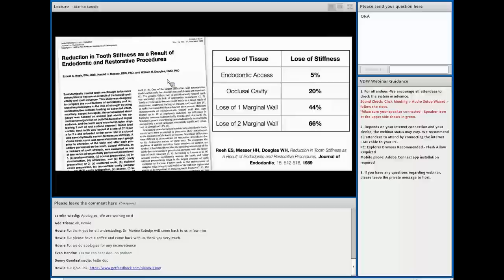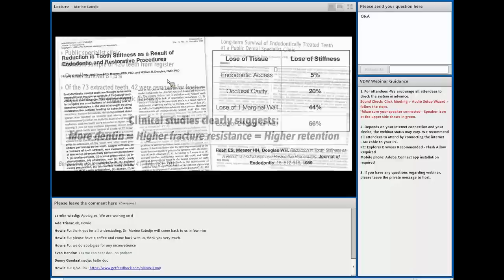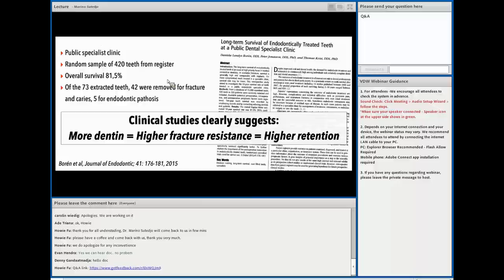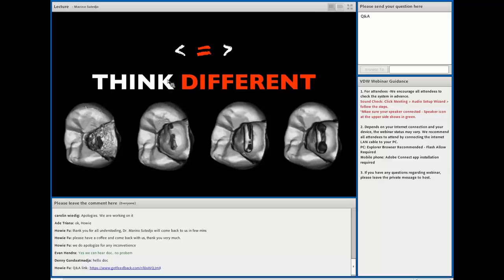But unfortunately, if we are doing our endodontic treatment, we know that no matter how good you do, the reduction of the tooth structure is evident. If we can see from this literature, by doing our access cavity, we lose 5% of stiffness. And clinical studies have clearly suggested if you have more dentin, it means you have higher fracture resistance, it means you have a higher retention. So we need this dentin, we need the healthy tooth structures. That's why recently we need to think different.